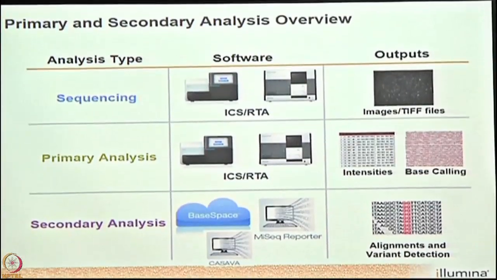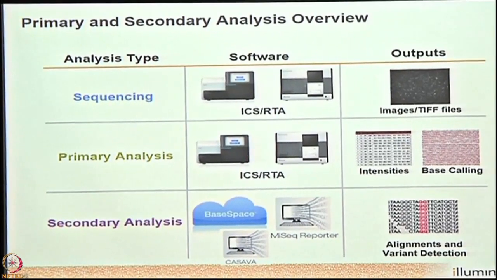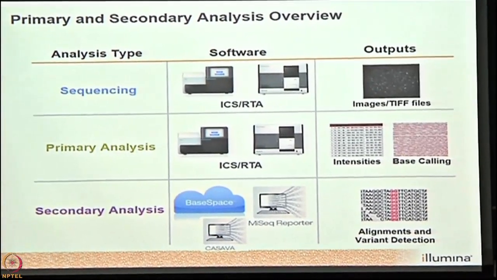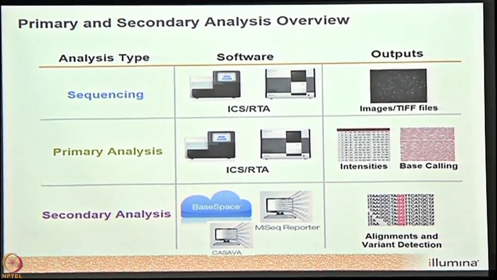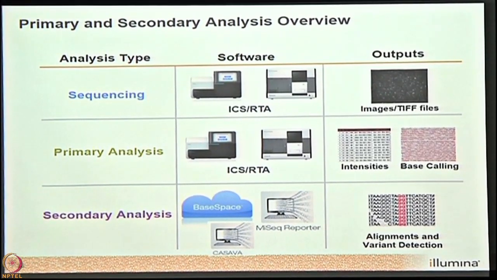There is a software which is called real-time analysis software. Once your bases are added, those are detected in real time, right? Once we are done with cycle 1, let's say, you will get all the base calls file. So primary analysis happens with the help of the real-time analysis software. It extracts the intensities from the bases and converts those intensities into base calls. So you'll be getting .bcl files on board.